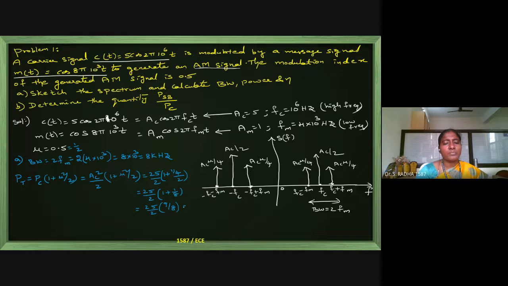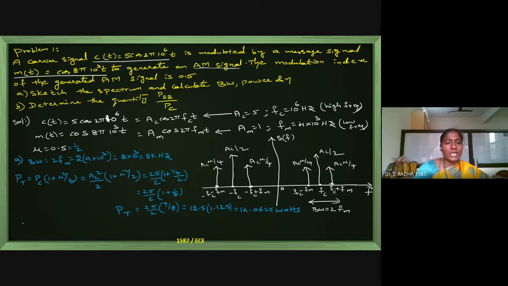So 9/8. Here, what we can further do, this is 12.5 × 9/8, which means 1.125. Now we have to multiply this, I will directly write the answer: 14.0625 watts. Power units are watts. This is about the total power.